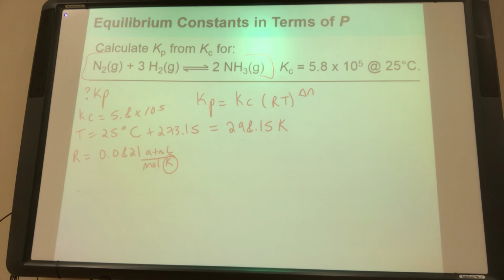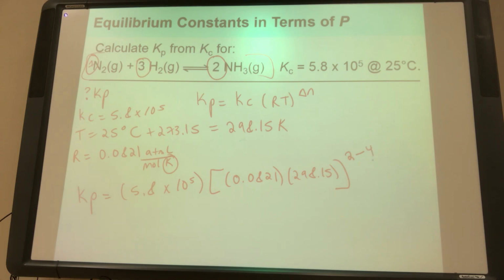So let's plug stuff in. Kp is equal to Kc, 5.8 times 10 to the 5th, times R. Now, you might want to use a big bracket here because you want to keep the R and the T in this parenthesis. So R, T, in the big bracket, and the delta N. So it's products minus reactants. So products is just a 2, so 2 minus 3 here and a 1 here. So 2 minus 3 plus 1, which is 4.